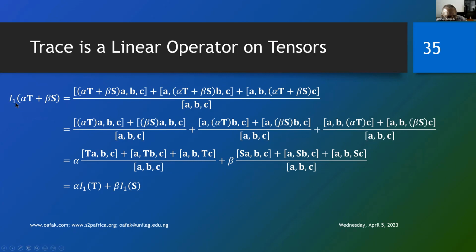So here, I1 of alpha T plus beta S, where alpha is a scalar and beta is a scalar, and T and S are tensors, will give you this. Now, if you look at this, on the first line here, all we have done is that we apply, instead of T alone now, alpha T plus beta S in each of the brackets. That's all we did. So the first line is just a definition. The second line, we expanded each of the brackets.